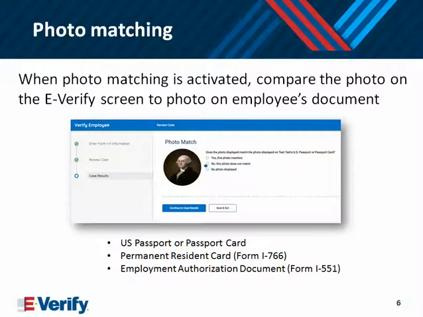If an employee presents a U.S. passport or passport card, permanent resident card, which is the Form I-766, or an employment authorization document, Form I-551, E-Verify's photo matching feature will be automatically enabled. Photo matching allows you to match the photo on the document the employee provided to the photo that DHS has on file for that employee, and it will pop up on the screen.